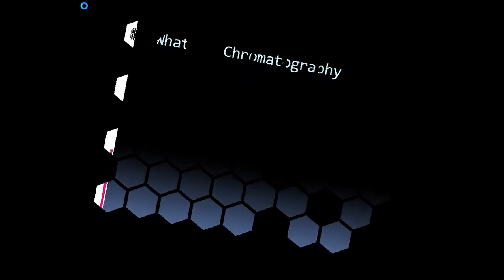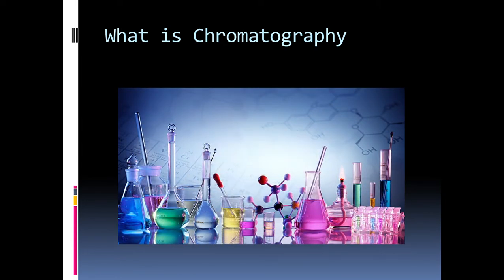Let's get an idea about what chromatography is. Chromatography is a process where three things occur: purification, identification, and separation. In order, they are separation, purification, and identification. Those three are basically what chromatography is meant to be.